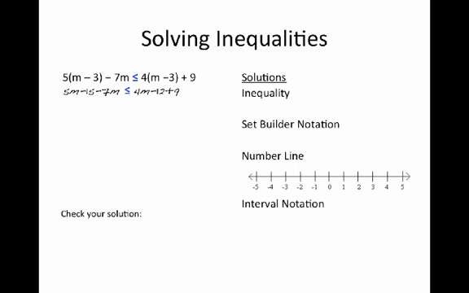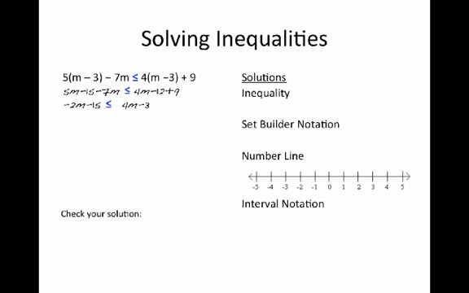Now I can combine like terms on each side separately. So 5m minus 7m is negative 2m, still have my negative 15. On the right-hand side, negative 12 plus 9 is negative 3, so 4m minus 3 on the right. Now I want to get the m term by itself.